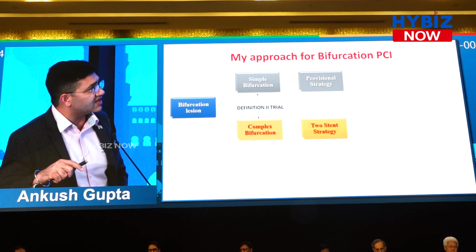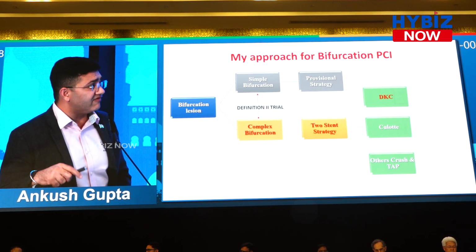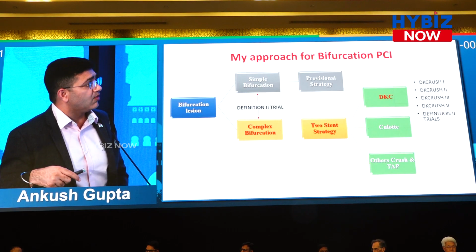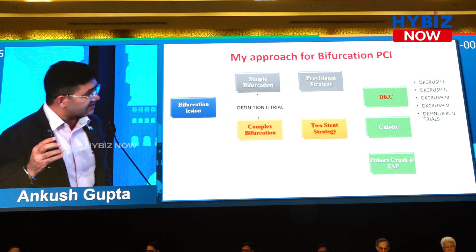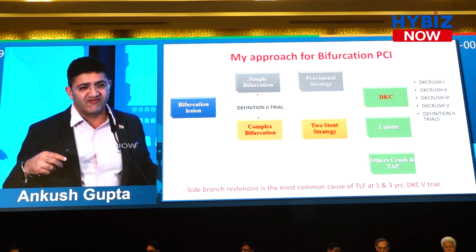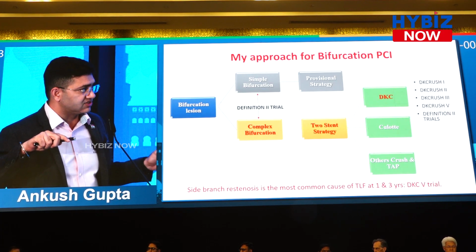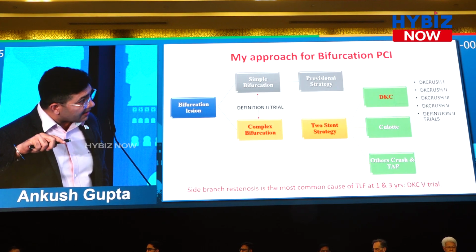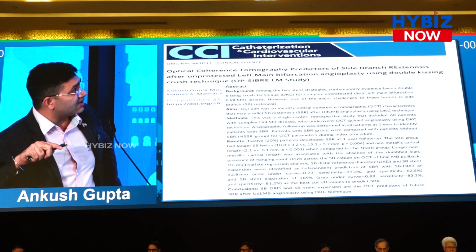So if you are going for a complex bifurcation, two-stent strategy, you have got n number of two-stent strategies, but the evidence is in favor of DK crush. We have got n number of trials that show that DK crush is better than other two-stent strategies. But we have seen, even at the 3-year follow-up of the DKCRUSH-V trial, the most common cause of failure is side branch restenosis. In an attempt to improve this side branch restenosis, we did this trial, the OCTOBER left main study.